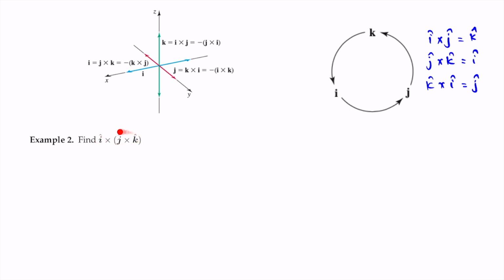We want to find the result of the following cross product: i crossed with the quantity j crossed with k. You want to perform anything inside the parentheses first. So j crossed with k will give you positive i. So this is equal to i crossed with itself, so it will give you a 0 vector.